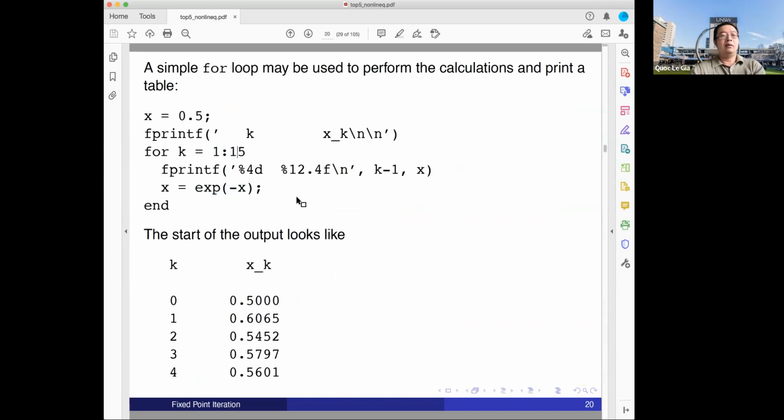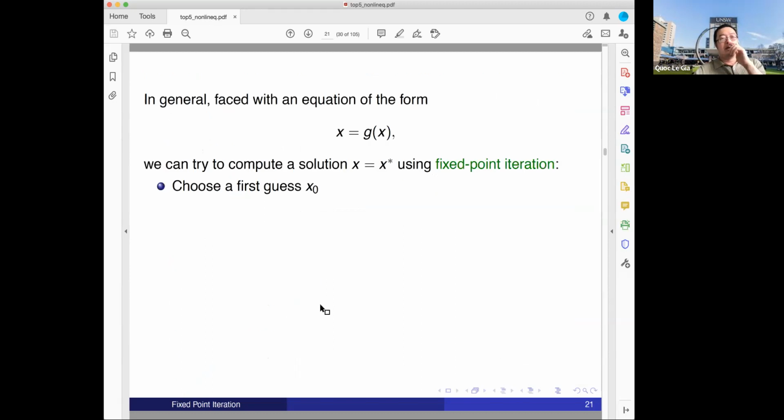We just specify the number of iterations. It's not very rigorous here, but I just want to show you how the algorithm works. Okay, so now in general, we start with the initial guess x0, right?